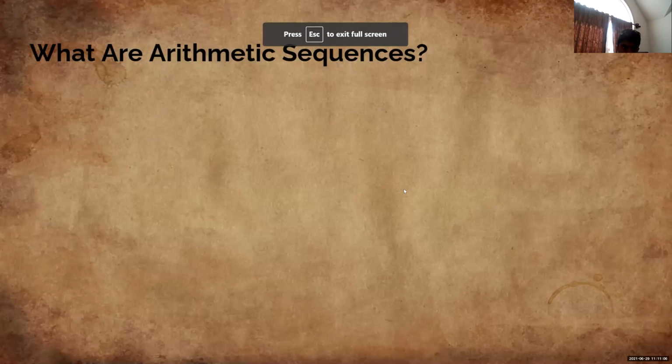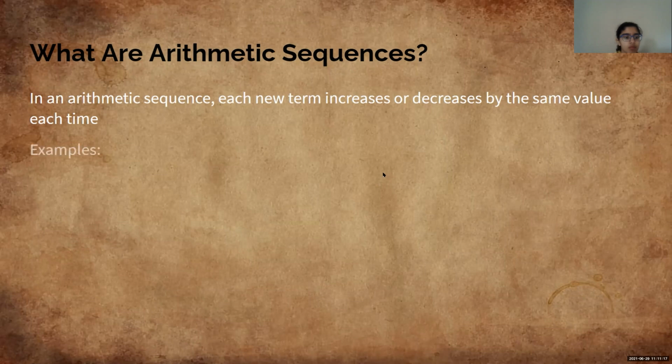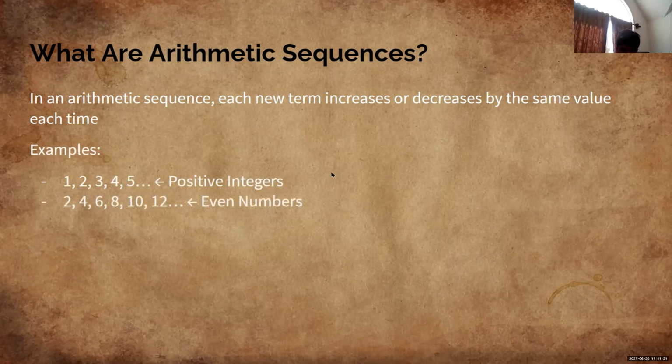So we're going to be going over arithmetic sequences. What are arithmetic sequences? In an arithmetic sequence, each new term increases or decreases by the same amount every time. For example, 1, 2, 3, 4, and 5 are positive integers that each increase by 1. Now 2, 4, 6, 8, 10, 12 is our next arithmetic sequence. They're all even numbers and each term increases by 2.